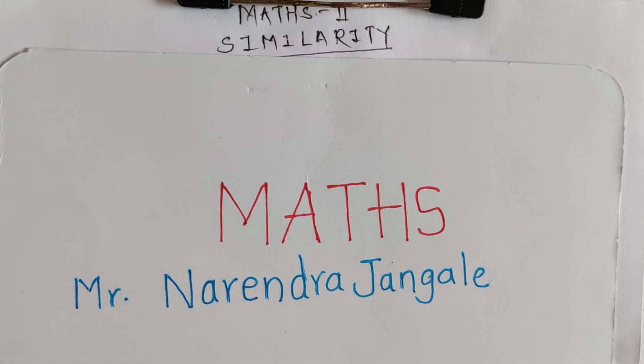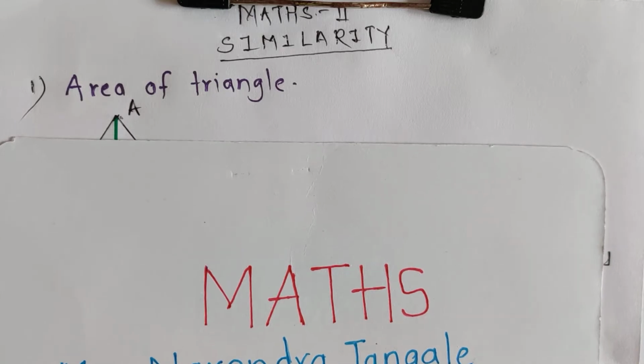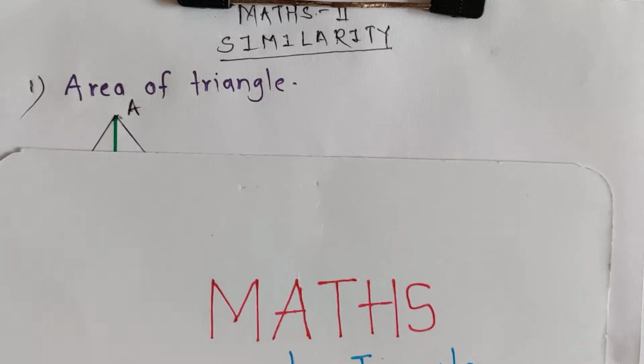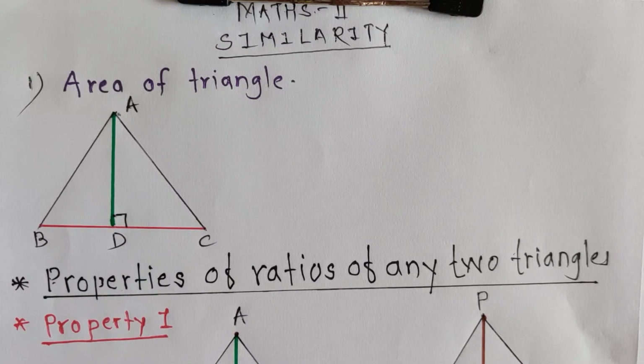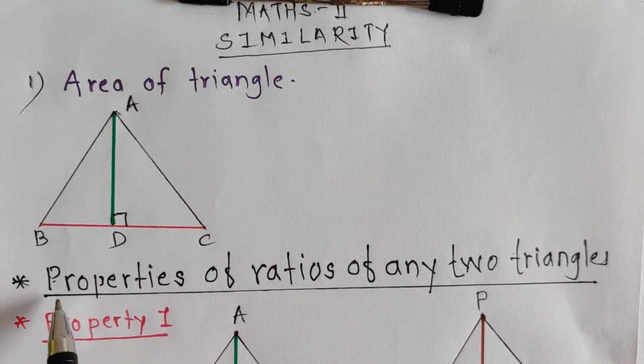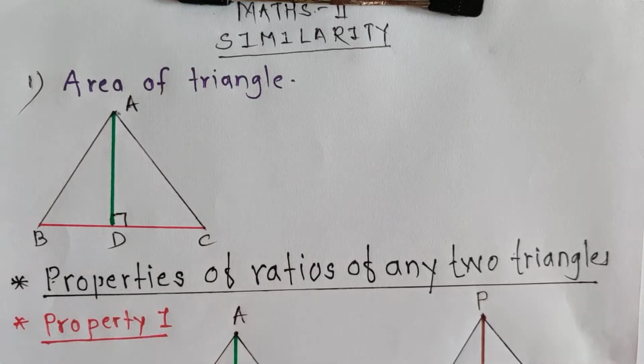Now before studying similarity, one point is there, that is the area of triangles. So what is the area of a triangle? How will we get the area of a triangle? And the second important point from this first chapter is the ratio of areas of any two triangles. These are the properties of ratios of areas of any two triangles.